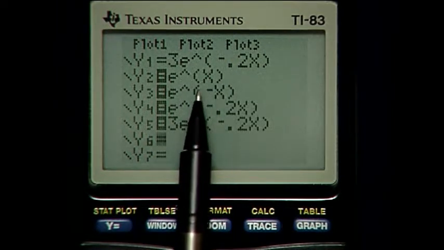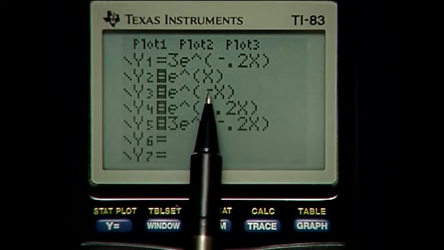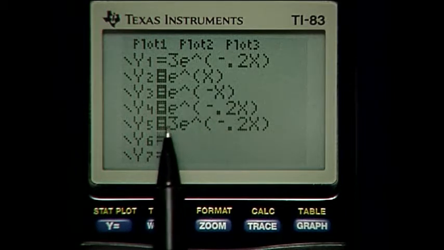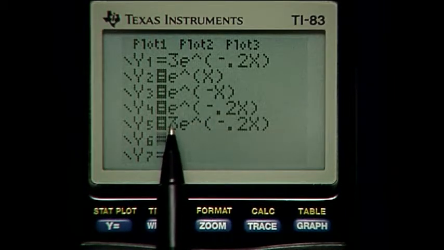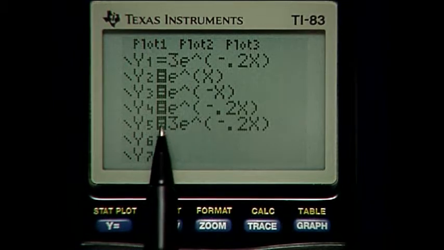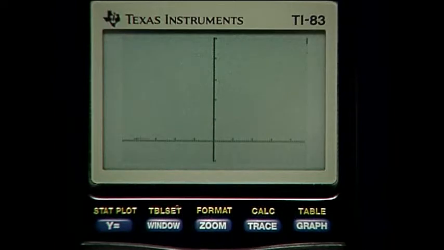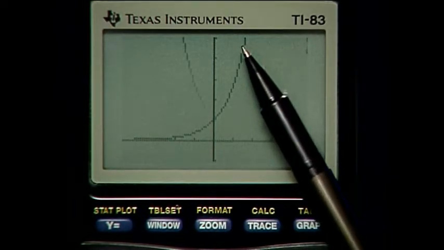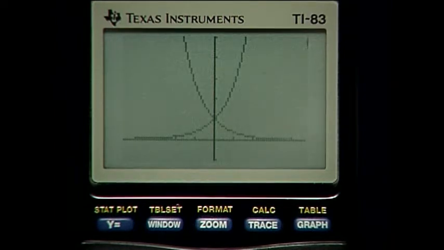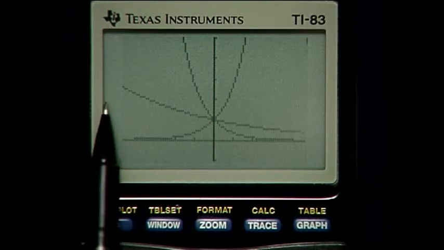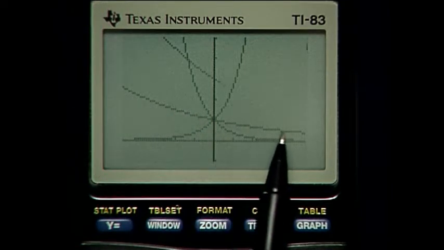We can kind of predict this transformation. And then I added one little nuance, the coefficient of the x here for this one, and then I popped in the coefficient of 3. And what we want to notice is how the graph changes for each one of these little changes in the equation. Well, let's see. Here's the graph of e to the x power. Now, e to the negative x is a reflection in the y-axis. Now, here's what happens when we just put that coefficient of 0.2 on the x in the exponent.